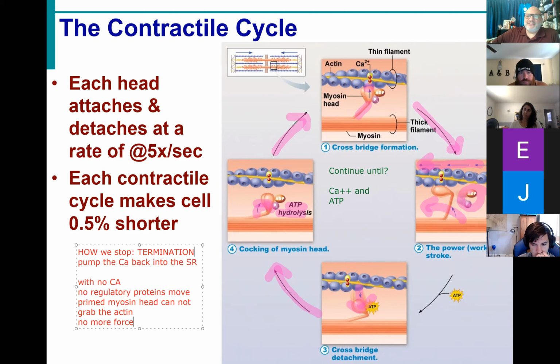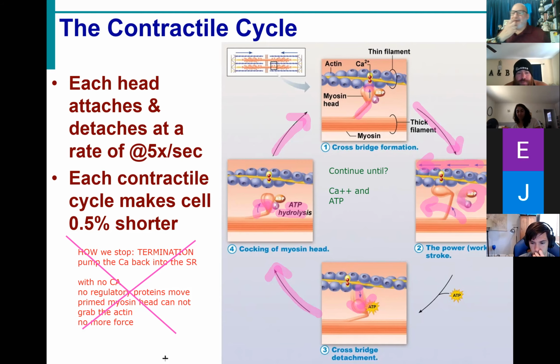So simple, is it the kind of thing I'm likely to give you as an essay question? Yes, because you like us. No. Right? But we understand it. That's how the muscle relaxes. We get rid of the calcium, the regulatory proteins move back in the way, and that disrupts the cycle.